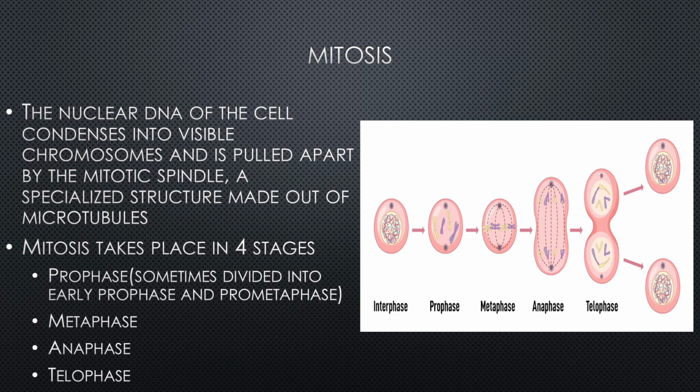Mitosis. This is when the nuclear DNA of the cell condenses into visible chromosomes and is pulled apart by the mitotic spindle, which is a specialized structure made out of microtubules. The mitosis takes place in four stages. Prophase, which is sometimes divided into early prophase and prometaphase, and there's metaphase, anaphase, and telophase. And on the right, there's just an image that shows how everything works.